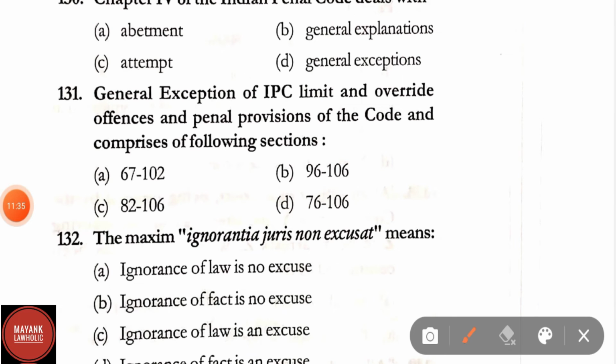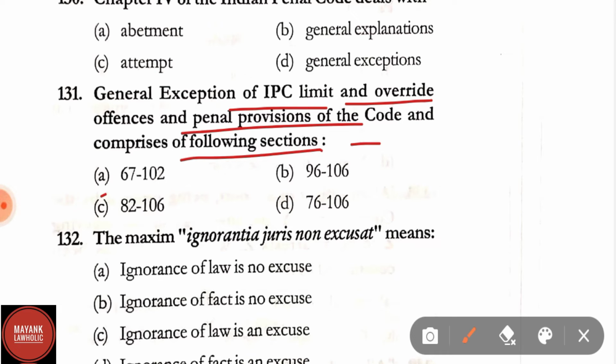Question number 131. General exceptions of the IPC limit and override offences and penal provisions of the code and comprise the following sections: A, 61 to 102; B, 96 to 106; C, 82 to 106; and D, 76 to 106. Correct answer is option D, that is section 76 to section 106.